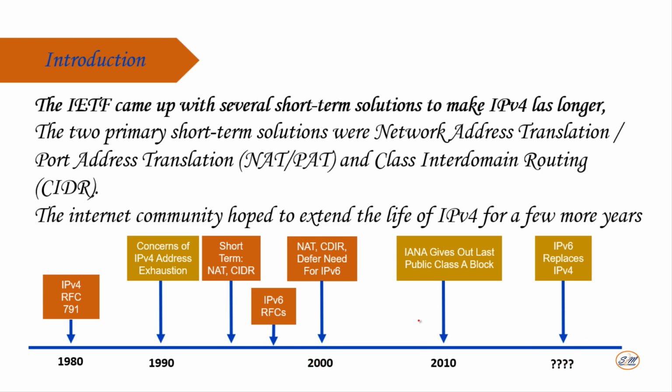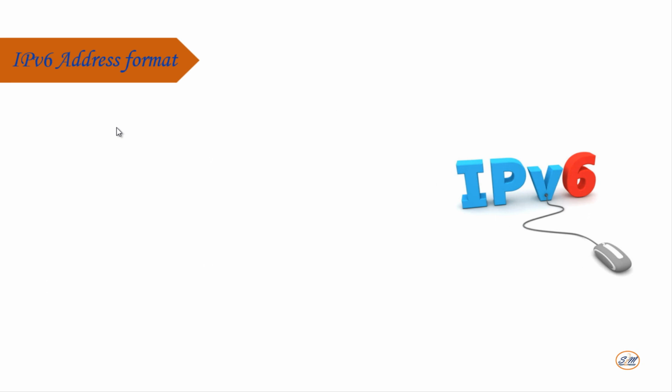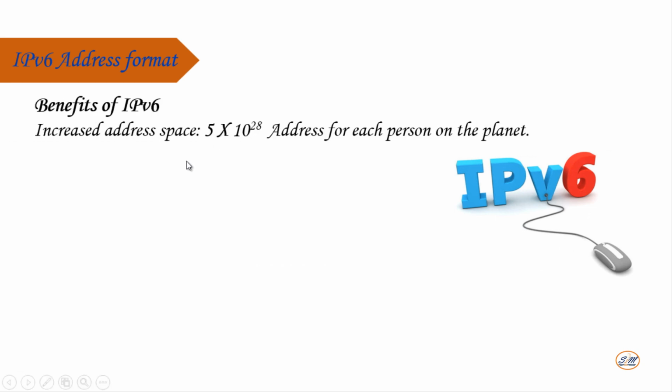Let's talk about the benefits of IP version 6. IP version 6 gave us a lot of elbow room. IP version 6 provides a lot of address space on the planet. It means 5 times 10 to the power of 28 addresses for each person on the planet. Each person has these amounts of IPs for themselves, so they will not be able to deplete or use all this address space in an entire lifetime.